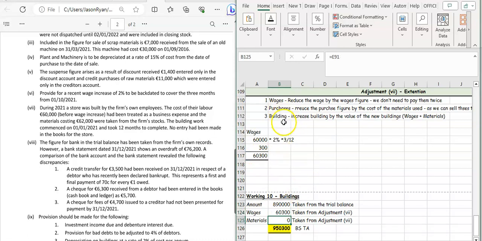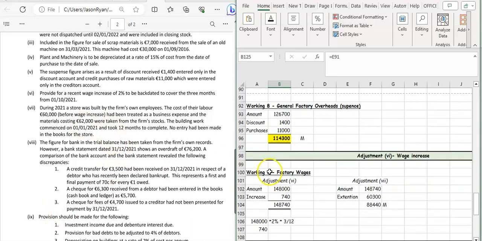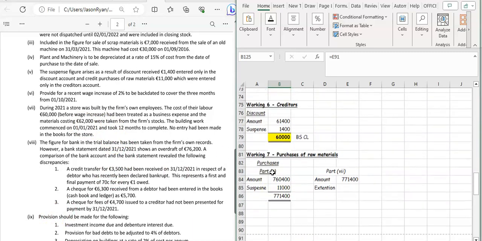The next thing, purchases. We need to reduce our purchases by 62,000. So go find our purchases. So we have an adjustment already. So remember, it's the new figure we need to adjust. So 771,400. And we're taking away the 62,000 because we can't sell those purchases on.